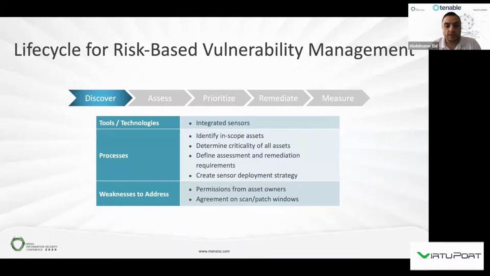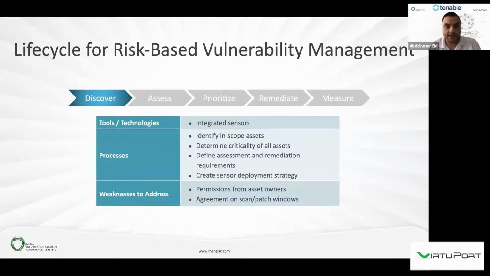So there are some weaknesses in cybersecurity that this will address. One of them is the permissions from asset owners. We need to gain those permissions, and we have to do proper planning for the scan windows. This will help us work in an automated way without disturbing the operational side of the organization. These points we have to take into consideration once we plan for our discovery.